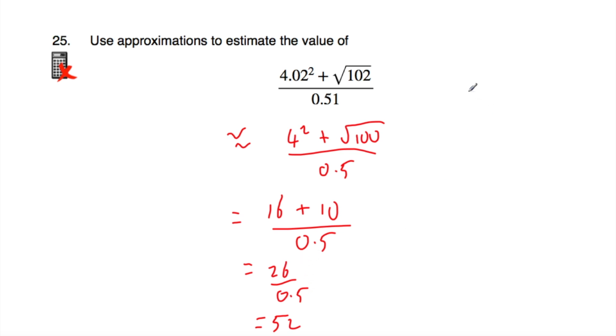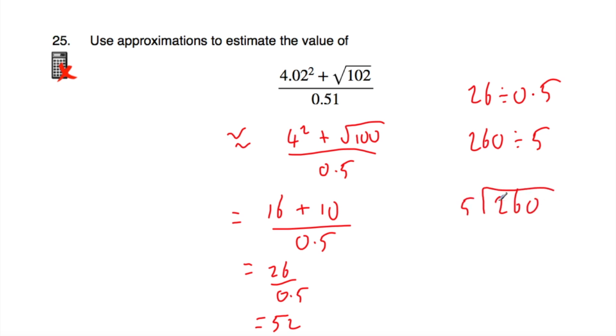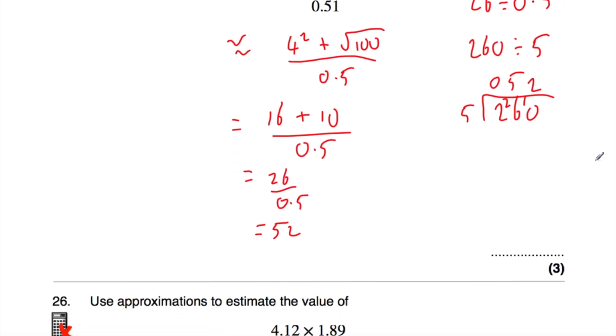Or alternatively, if we had 26 and we're dividing it by 0.5, we could times both of them by 10 to get 260 divided by 5. And then we could do 260 divided by 5. How many 5s go into 2? 0, remainder 2. How many 5s go into 26? Well, 5 5s are 25, so that'll be 5, remainder 1. And how many 5s go into 10? That's 2. So again, 52. So our estimate is 52.